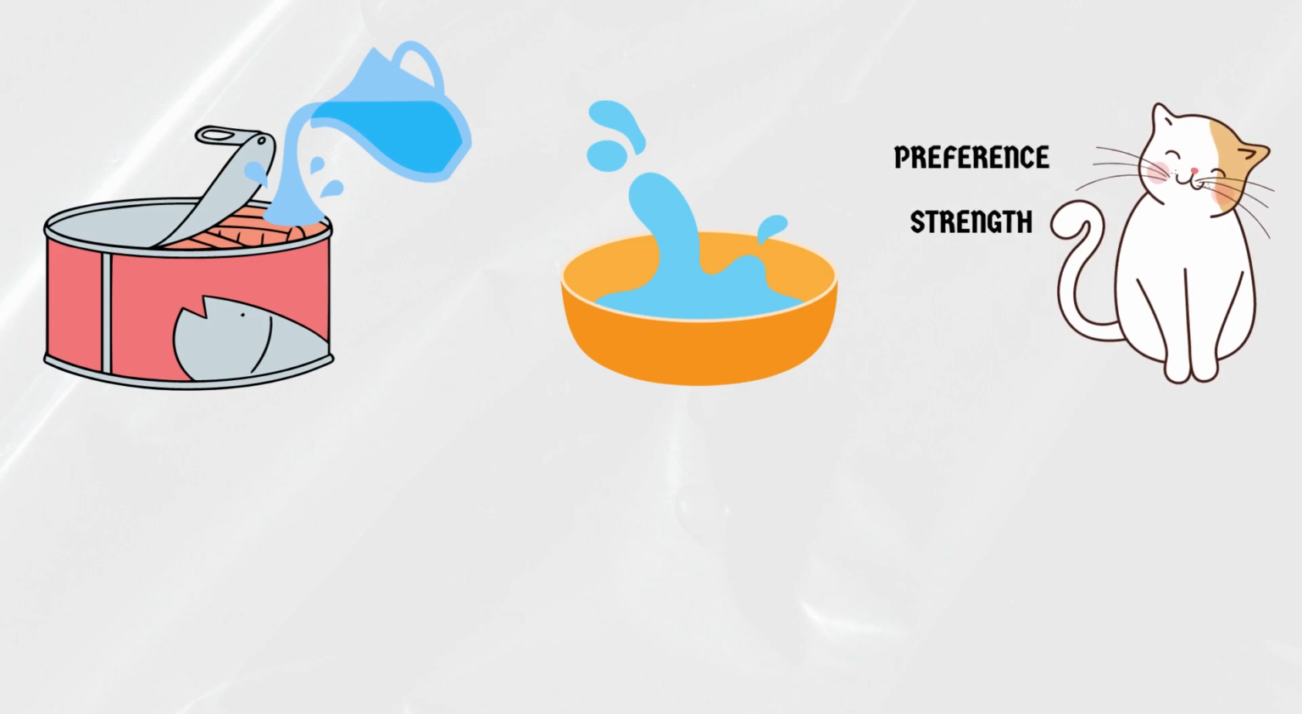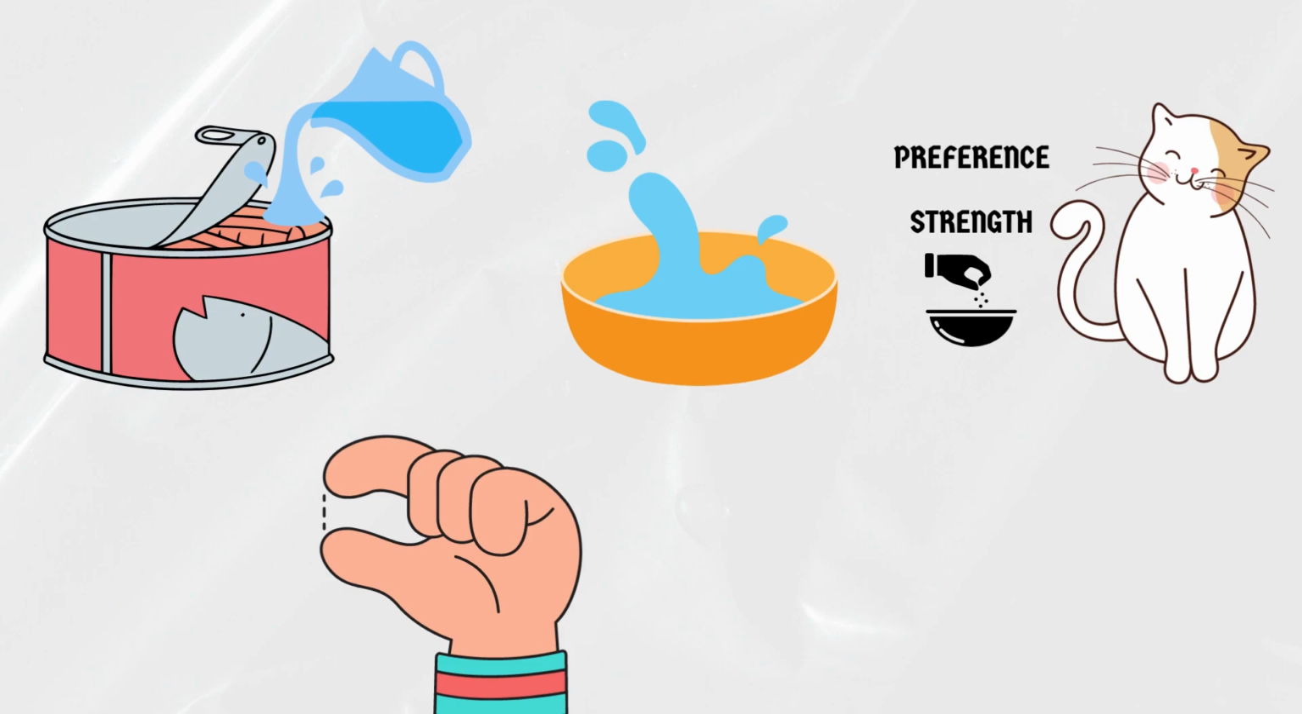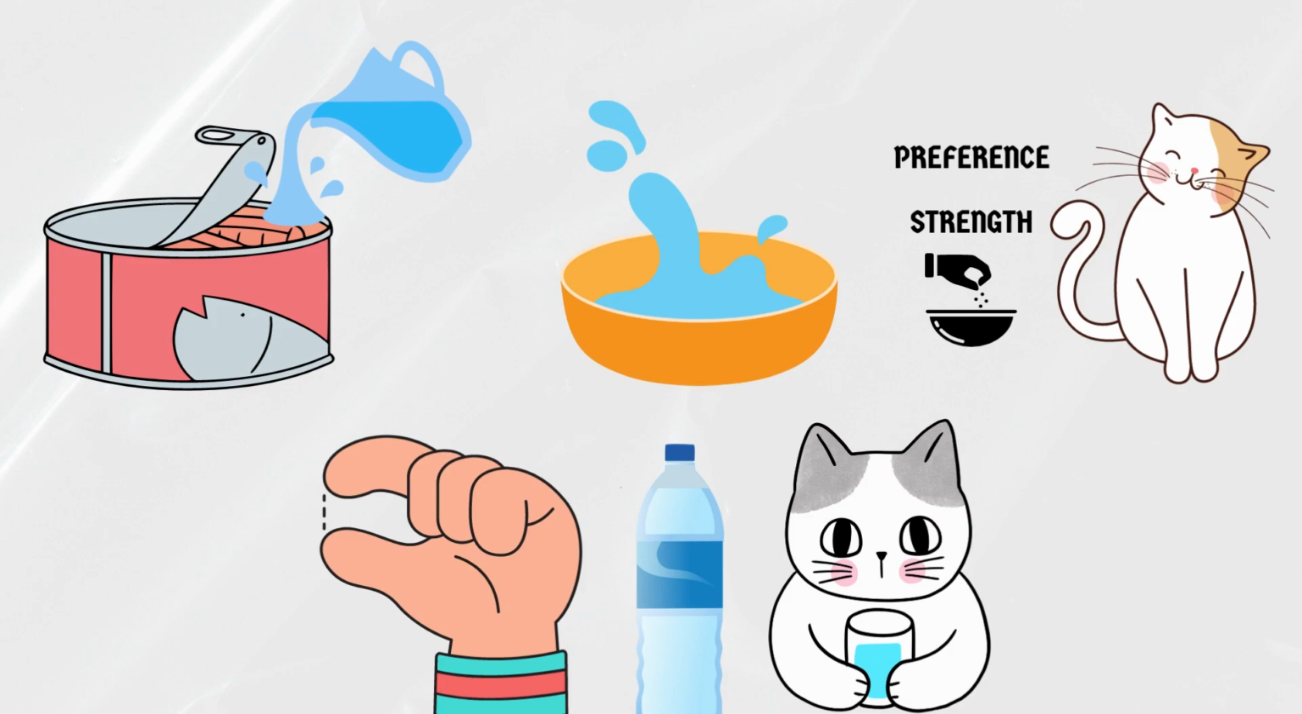Add fresh water. Now it's time to add fresh, clean water to the tuna. Fill your small bowl or container with water. The amount of water you add depends on your cat's preference and the strength of the flavor you want. Start with a small amount and adjust as needed. Remember, it's essential to use fresh water to ensure your cat stays properly hydrated.